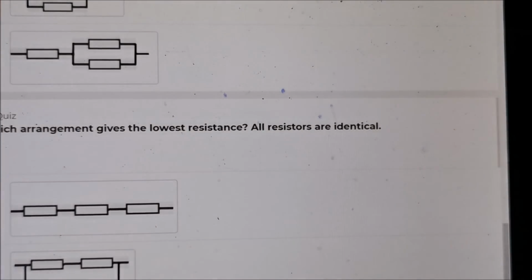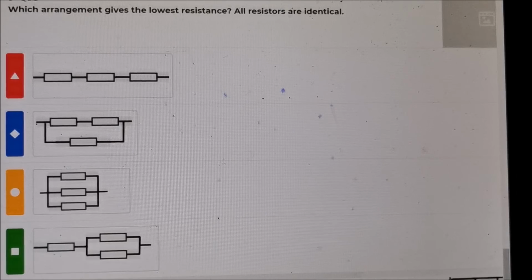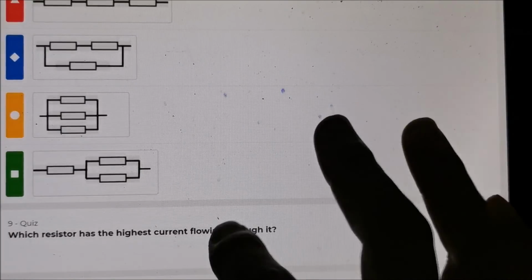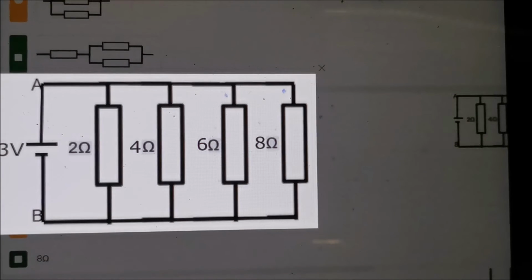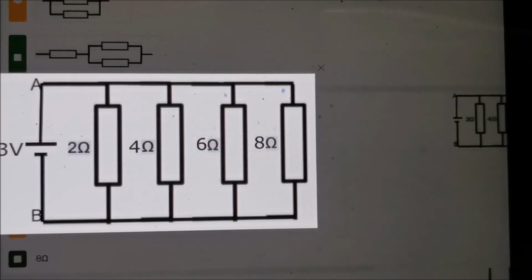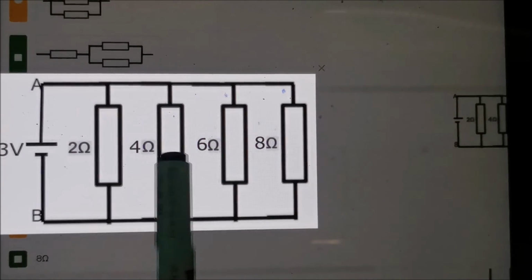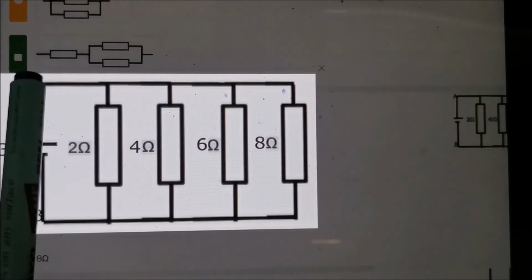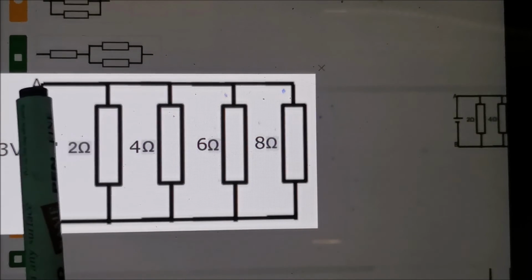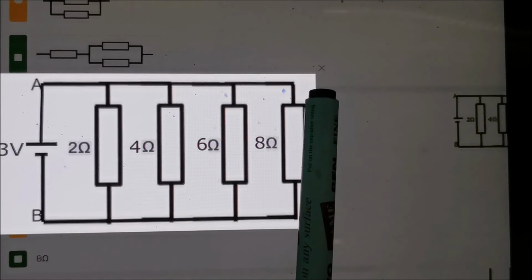Of course, the highest is here. Which one gives you the lowest? Lowest is, of course, this one, because you have 3 branches. Okay, like that. Which one will have the highest current flowing through it? Now you can see that all these are in parallel, 3 volts applied across all the resistors.